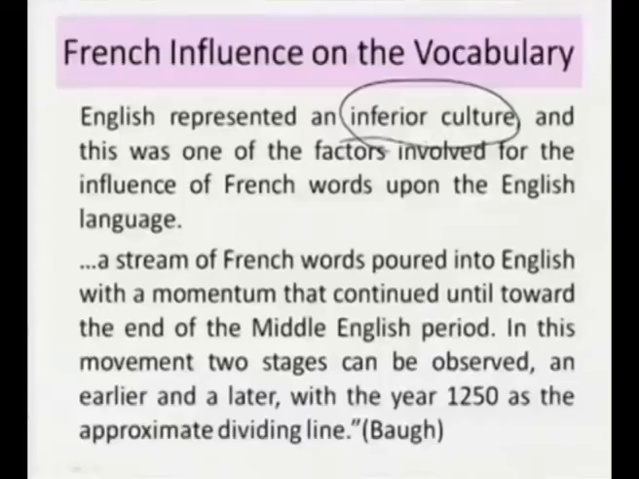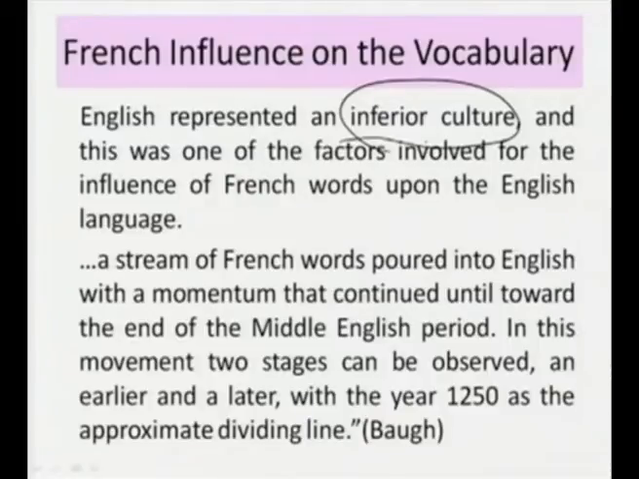Okay. So, we saw a while ago that English was used by the so called common man, while for the French language, for reasons of social climbing, people would learn French, particularly people who were moving from the lower middle classes to the merchant business class, who had to hobnob, so to speak, with people in the court, the church, and the royalty, had to learn the French language, right. So, English, as Baugh says, represented an inferior culture, and this was one of the factors involved for the influence of French words upon the English language.